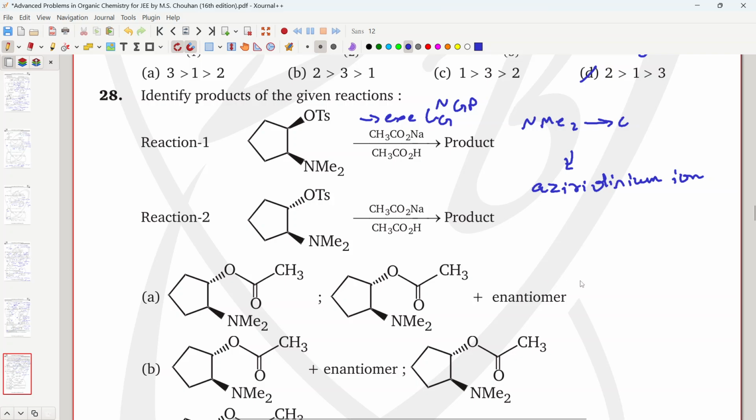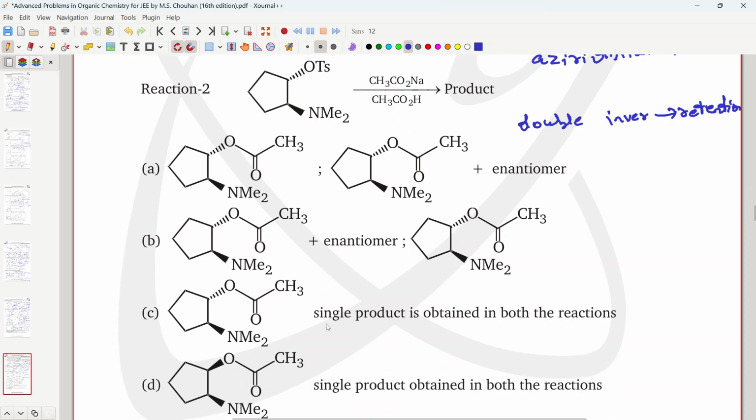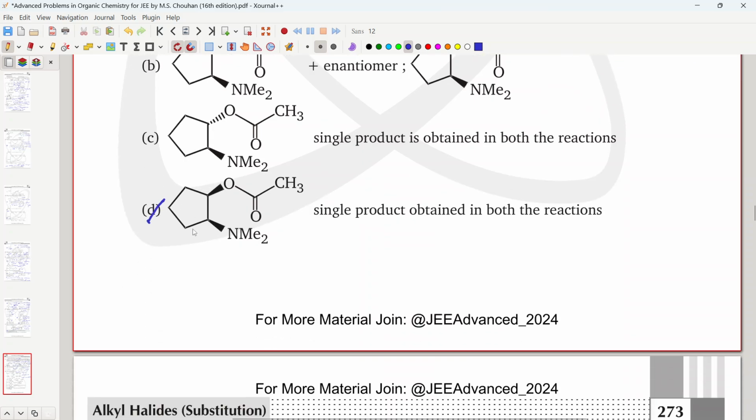Then the acetate attacks from the backside, opening the ring. Because the mechanism passes through the same symmetric aziridinium intermediate, both reaction 1 and reaction 2 give the same stereochemical product. The net is double inversion, giving retention at the carbon where OTs was originally attached. Thus, a single product is obtained in both reactions, which is option D.